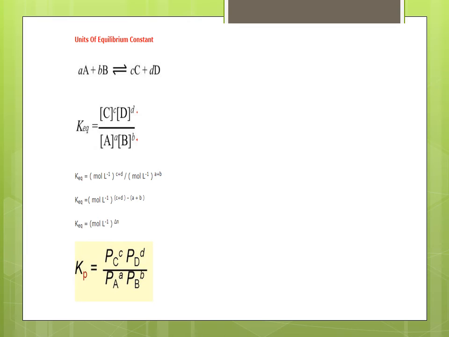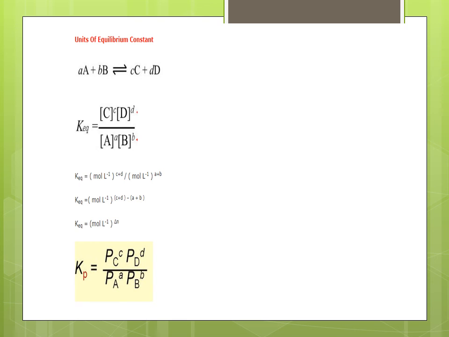Now units of equilibrium constant. Consider a general reaction aA plus bB gives cC plus dD. So equilibrium constant will be again the same: molar concentration terms of right side divided by molar concentration of left hand side, but each raised to the power of their stoichiometric coefficients. So by putting the value mole per liter, it will come in the same way as we have done in the formula for Kp and Kc.